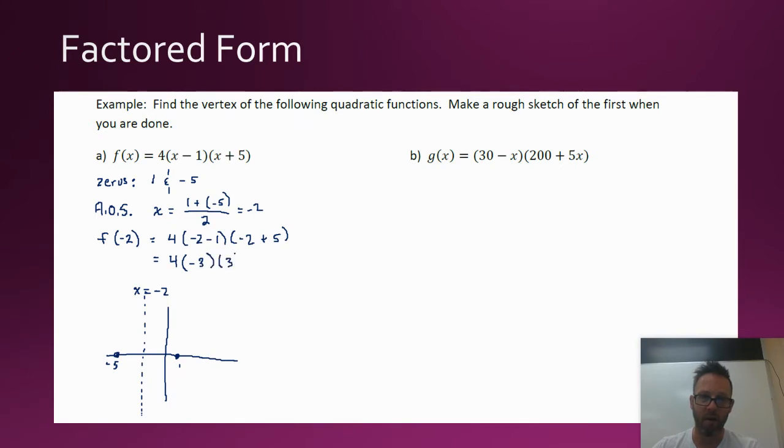We carry on. So 4 times negative 3 times 3, that's negative 36. So our vertex is at (-2, -36). And we can make a rough sketch of that.